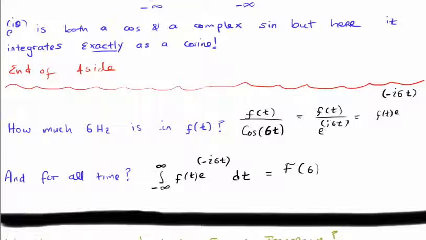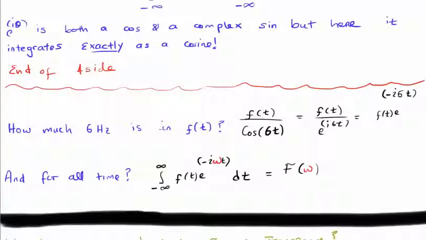So the purpose of the aside was to show that within the Fourier integrals, integrating cosine is the exact same as integrating a complex exponential, because the sine will always integrate to 0. Therefore, going back to our question, if we start with an initial function f of t, if we divide that by cosine 6t, which is a signal with frequency 6, it's the same as dividing it by e to the i6t, which is of course the same as multiplying it by e to the minus i6t. But this is only computed at one particular point, or valid at one particular point. So if we integrate it for all time, we get the Fourier transform of that particular frequency.